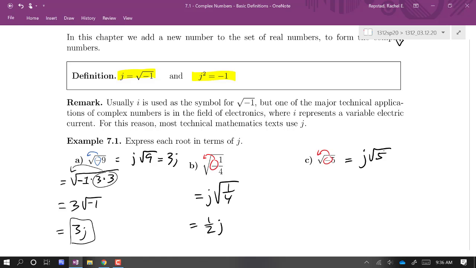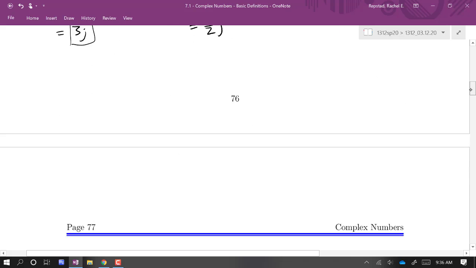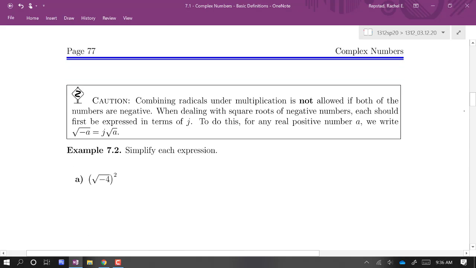We have to be a little bit careful. We have these rules for radicals that we know and love. We already know that you can't split up or combine radicals under addition and subtraction, but it was super convenient that you could combine them or split them up under multiplication. But when we said you can just combine radicals under multiplication, that's only true if they're not both negative.